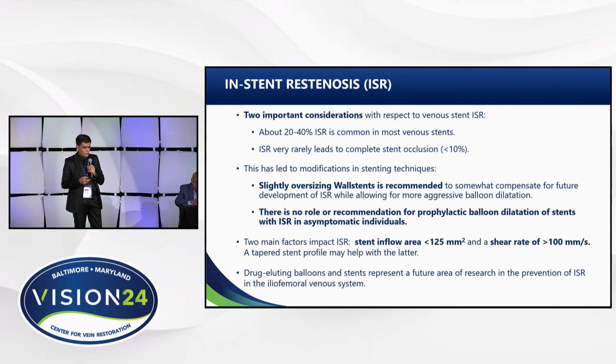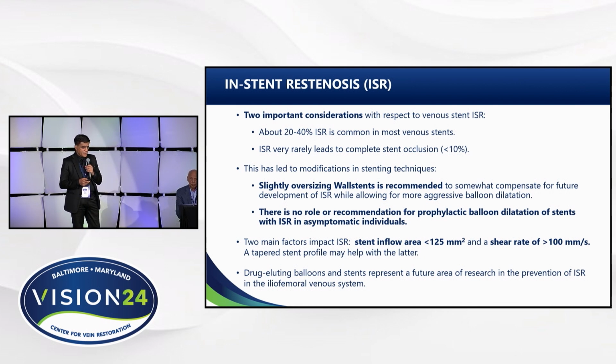And what they recommend is, of course, slightly oversizing Wallstents to compensate for future development of ISR. Also, which is very important, and that holds true for Wallstents and nitinol stents, there is no role or recommendation for prophylactic balloon dilatation of stents with ISR in asymptomatic individuals. So if you see mild to moderate disease and the patient's asymptomatic, there is no reason to go crazy over doing an intervention on these patients.